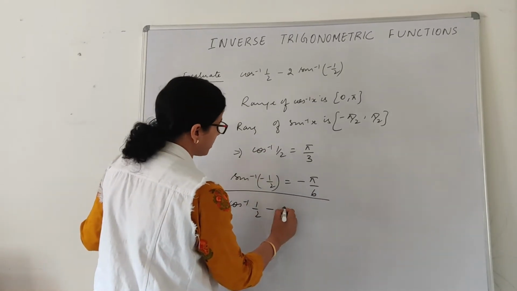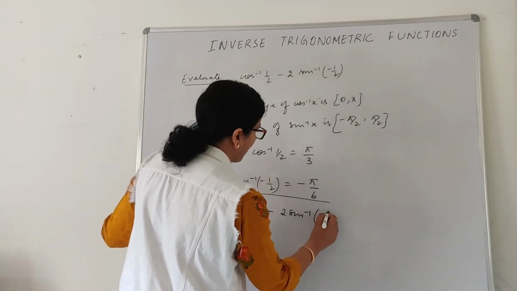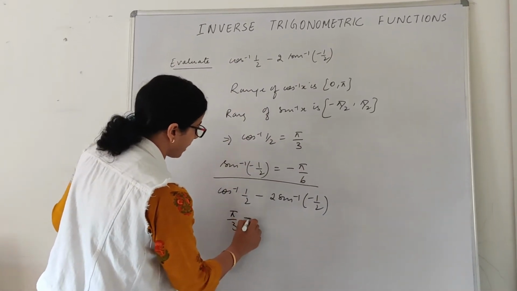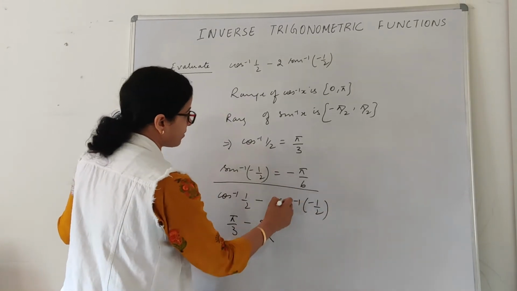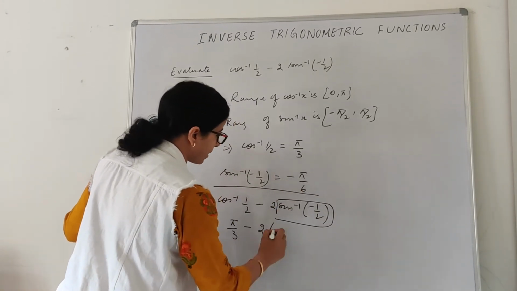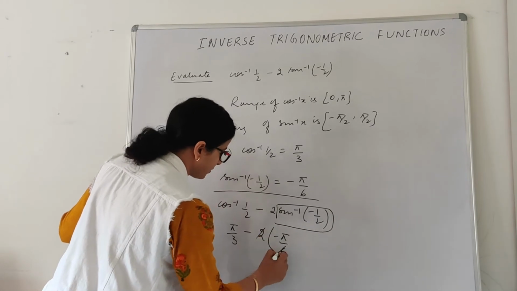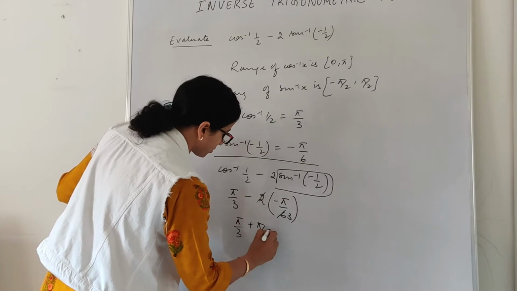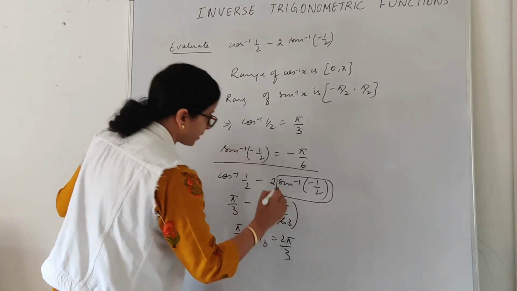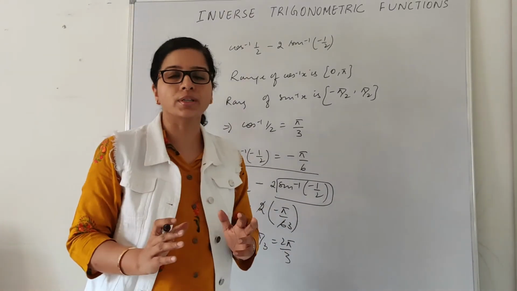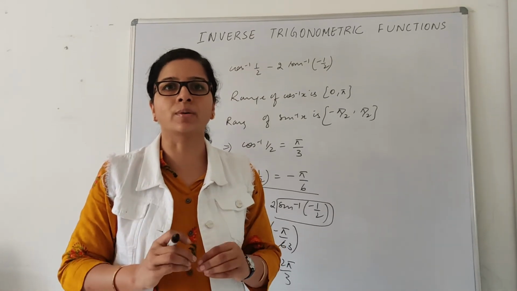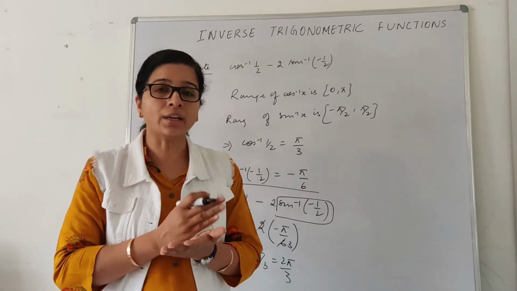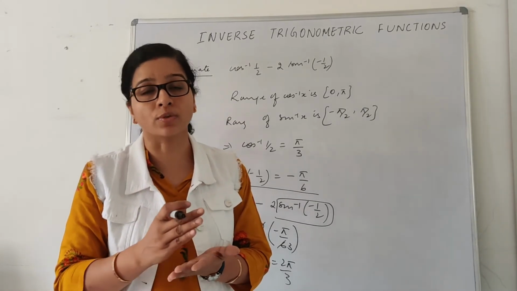Now I will evaluate cos inverse half minus 2 sin inverse minus half. Substitute the values. Cos inverse half is pi by 3 minus 2 times minus pi by 6. So you are getting pi by 3 plus pi by 3, which is equal to 2 pi by 3. So basically, for any type of question given, first find the values in the principal branch and then solve it. For that you must know the domain and range of the inverse function.